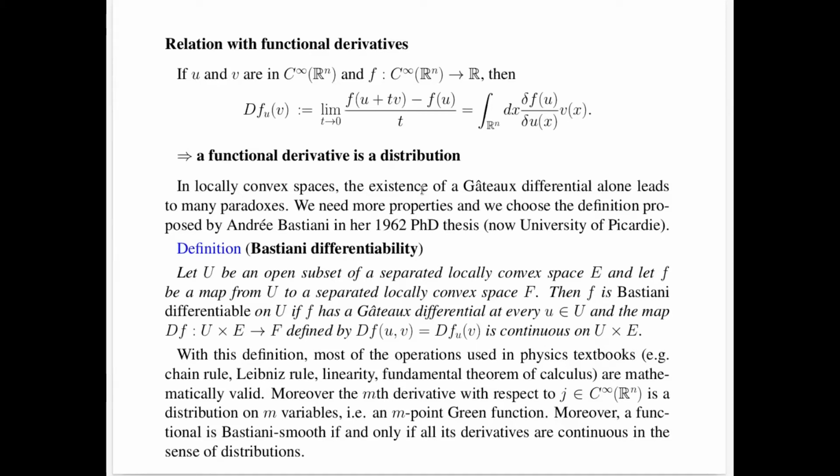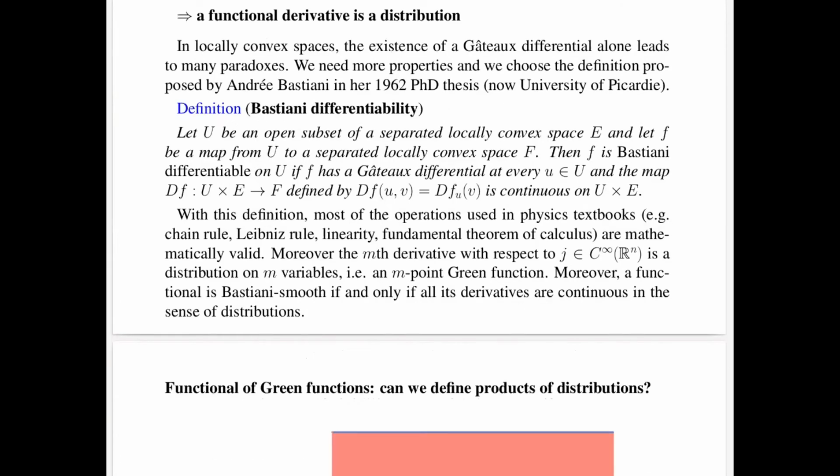And what we did together was to show that indeed the one that she selected is the correct one. This definition of essentially what is a continuous derivative was done by André Bastiani in a PhD thesis at the Sorbonne University in 1962. And now André Bastiani is a professor at the University of Picardie. So the precise definition is the following. It's called Bastiani differentiability. It's a bit mathematical, but still it's really crucial.